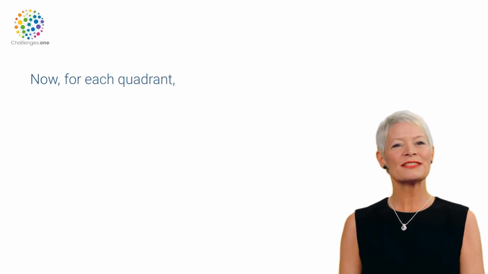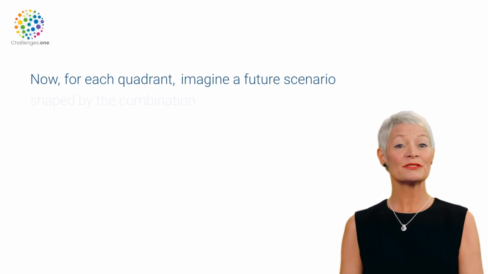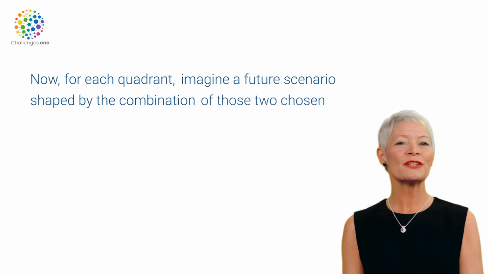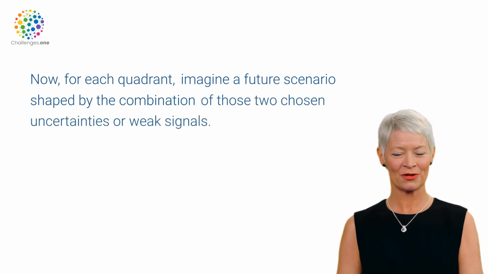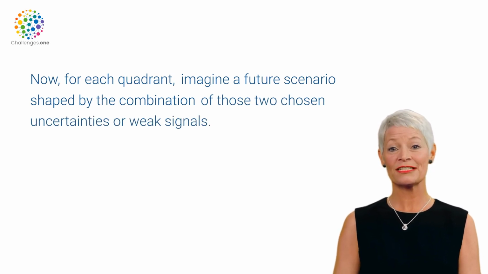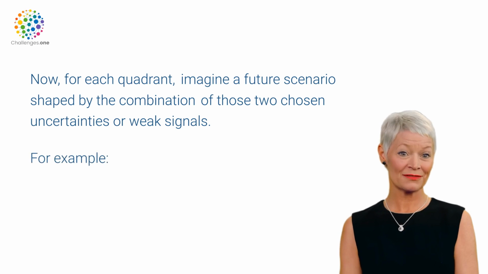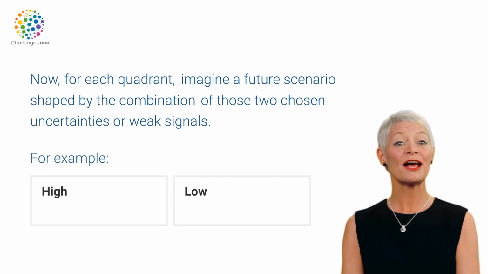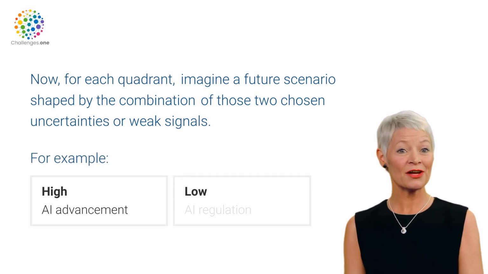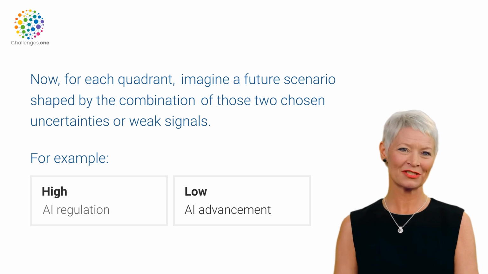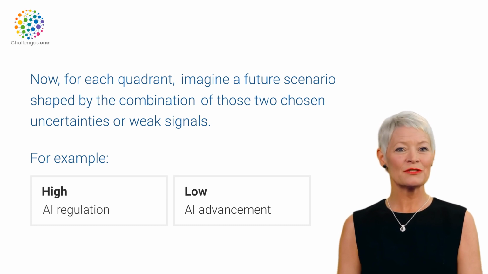Now, for each quadrant, imagine a future scenario shaped by the combination of those two chosen uncertainties or weak signals. This is where your creativity comes in, along with the research you've done so far. For example, what might a future look like with high AI advancements but limited AI regulation? What about a world with low AI advancements but high regulation of AI? Each quadrant will give you a different scenario based on the mix of those two uncertainties.